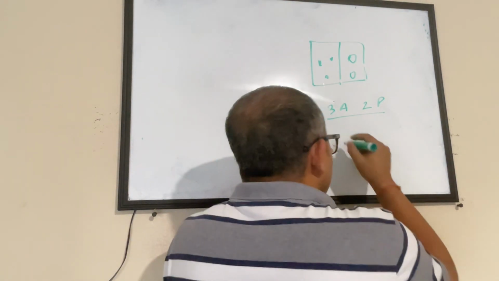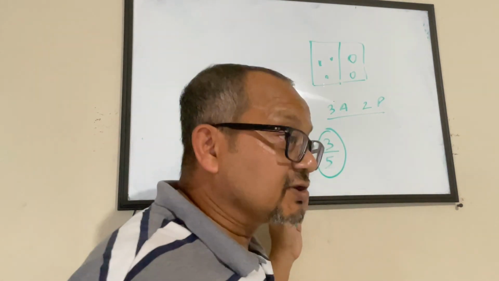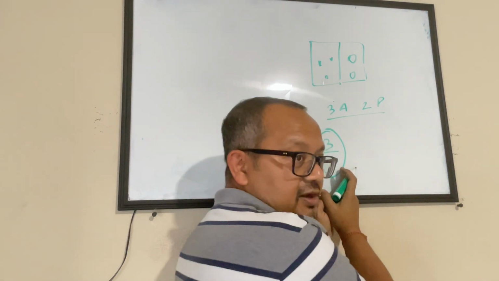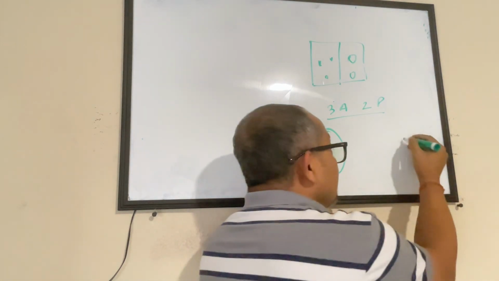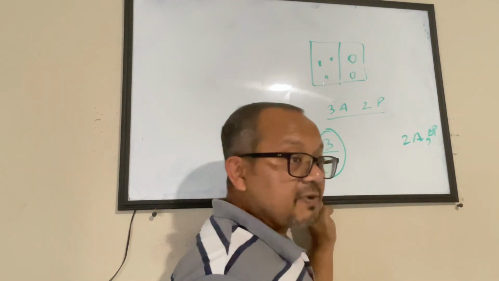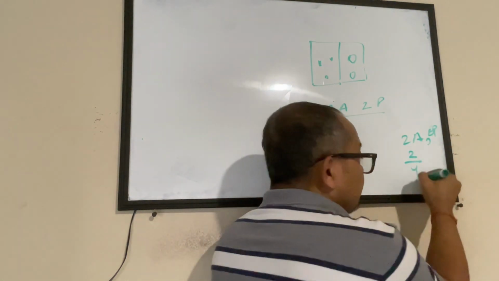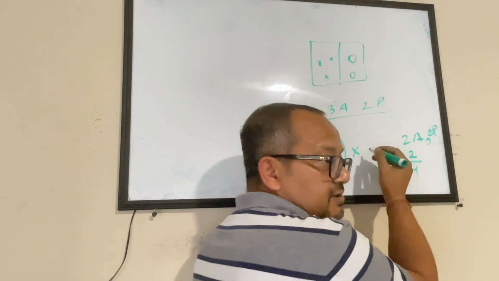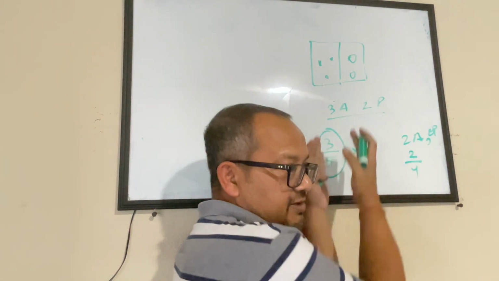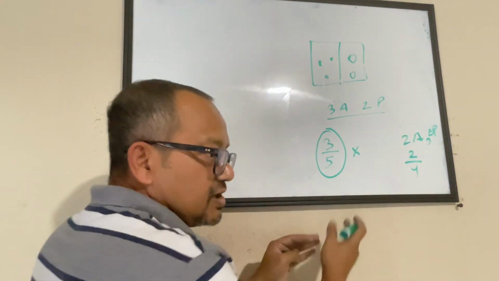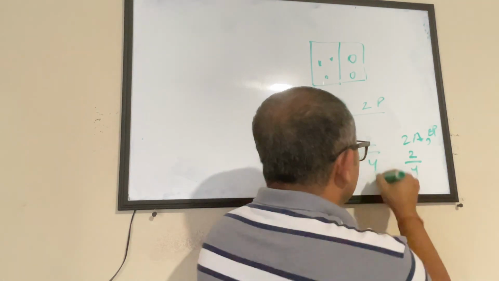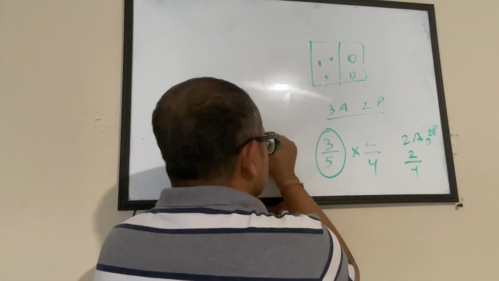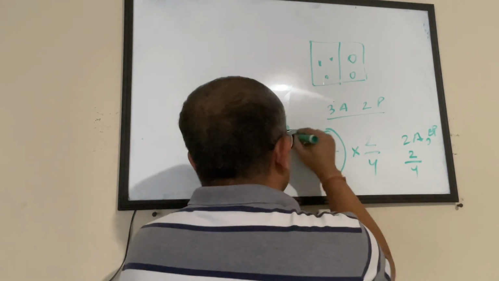Now, what is the probability of getting an apple in the first go and a peach in the second go? Meaning, you have picked an apple, 3 out of 5. Then how many fruits are you left with? 4: 2 apples and 2 peaches. What is the probability of getting a peach in the second go? It is 2 out of 4. And since these are related events, they get multiplied. If you put it like a tree, this is what it comes down to. 3 times 2 is 6, over 5 times 4 is 20. 6 by 20 or 3 by 10, 30%.